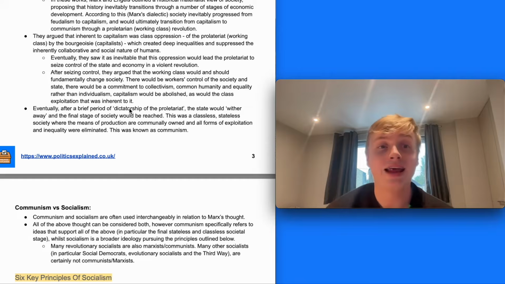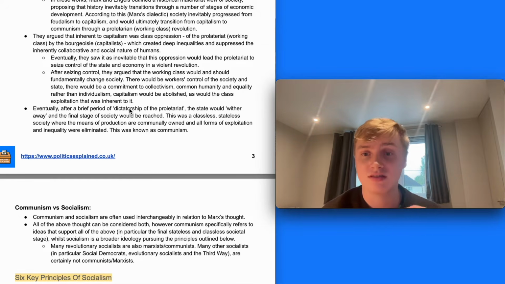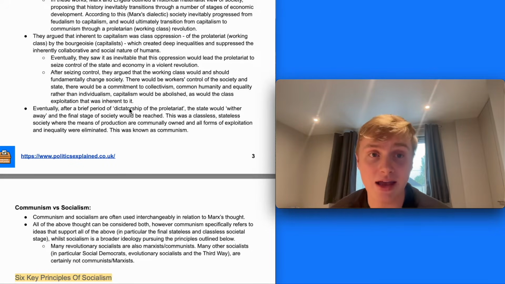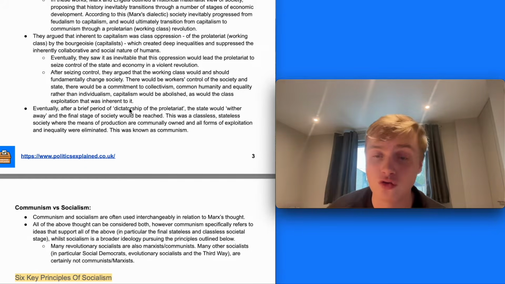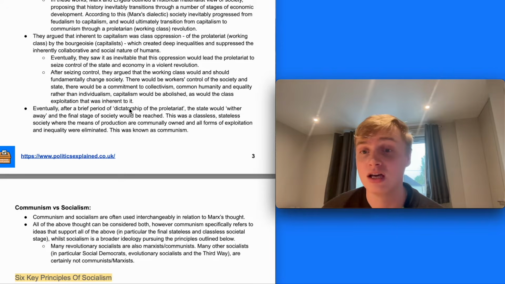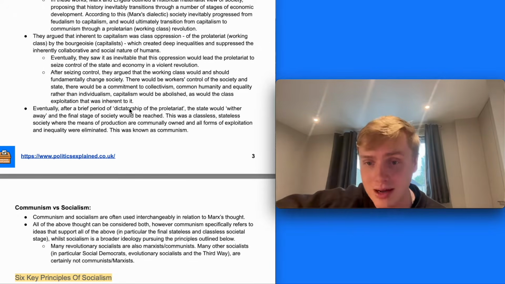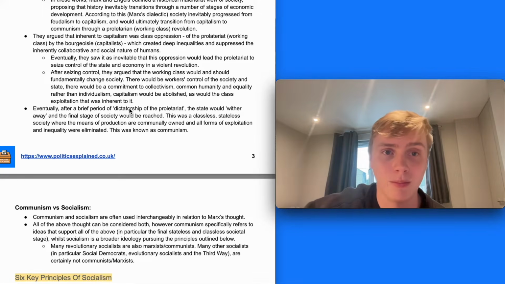So they argued that inherent to capitalism was class oppression of the proletariat by the bourgeoisie. These are really key phrases you're going to want to use in your essay. The proletariat is the working class, and the bourgeoisie is the capitalist class. And capitalism creates deep inequalities, and suppresses the inherently collaborative and social nature of humans. They have a very positive view of human nature. As we'll see, they believe in common humanity, working together. They believe that capitalism ultimately suppresses that as well.